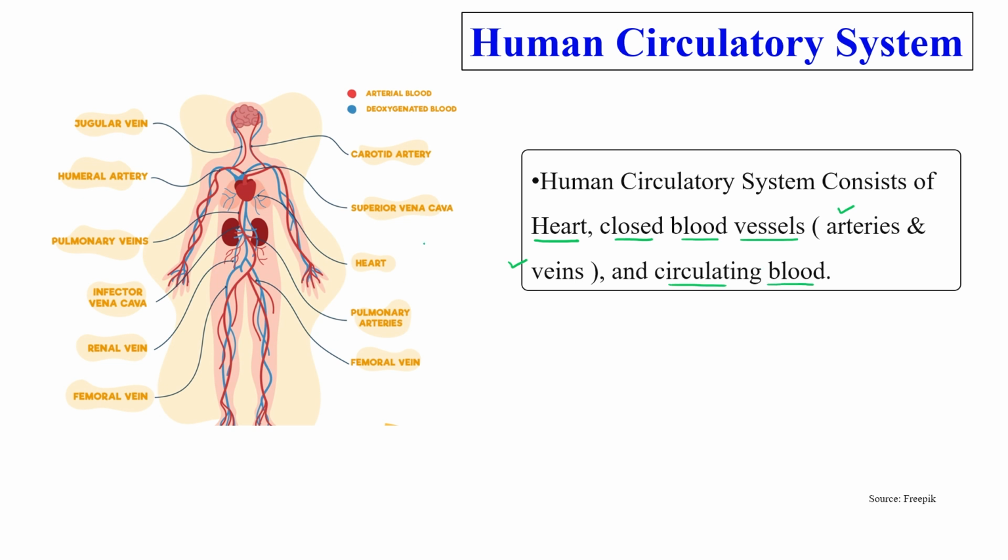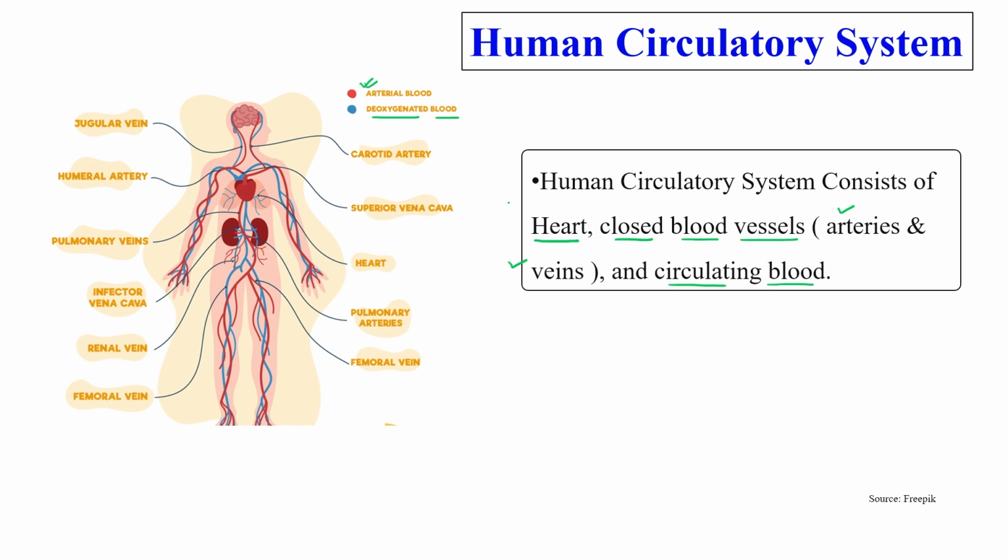As you can see in this particular picture, all the lines which are shown in red color denote arteries, while all the blue ones come under veins or deoxygenated blood. So these are certain arteries and veins like the coronary artery, superior vena cava, pulmonary arteries, femoral veins, renal veins, inferior vena cava, and pulmonary veins. This whole network comes under the human circulatory system.